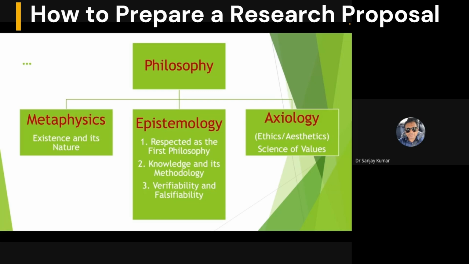Because when we focused on metaphysics, there were a lot of confusions in philosophy, and that confusion was also radiating into other disciplines. So Kant said that epistemology should be respected as first philosophy, and it is the task of epistemology to talk about the sources of knowledge, the justification of knowledge, the validity of knowledge, and how this knowledge in itself can be acquired.